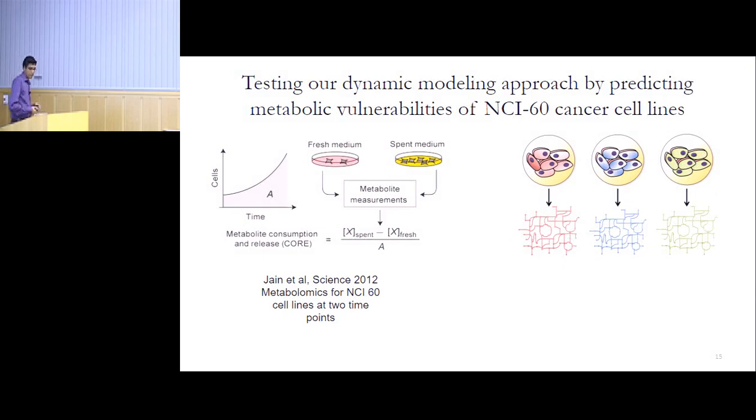So to test this approach, we apply this to a panel of cancer cell lines. Basically, we use the NCI 60 panel, which has 60 different cancer cell lines from breast tissue, lung tissue, and CNS, the nervous system. We used data from Jain et al., where they measured metabolomics at 2 different time points from these cell lines. This is extracellular metabolomics data, but the algorithm can use both extracellular and intracellular. Using this data, we can create 60 different models, one for each of the cell lines.